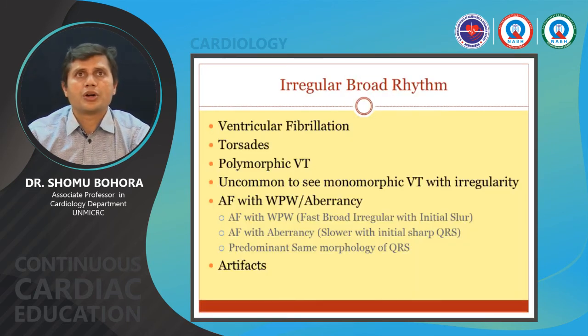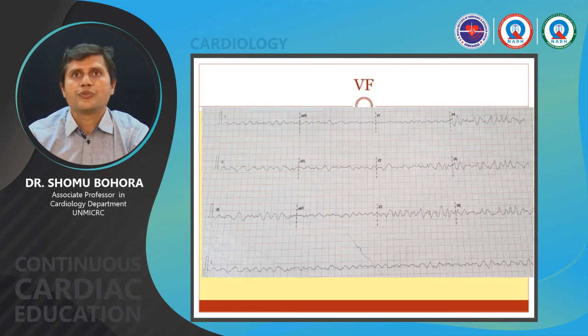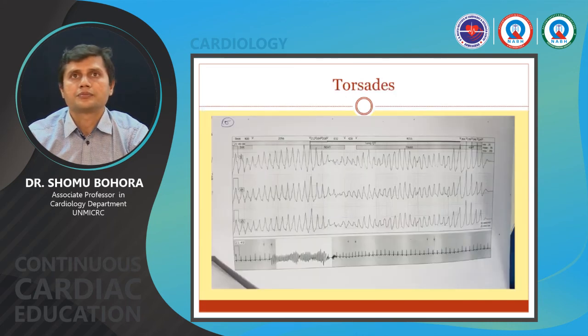What about irregular broad rhythm? The differentials would be ventricular fibrillation, torsades, polymorphic VT, uncommon to see monomorphic VT with irregularity, and lastly atrial fibrillation, WPW, aberrancy. Artifacts can also result in irregular broad rhythm. So VF to get on a 12 lead ECG is sometimes luck, or you have to be immediately cardioverting such patients without taking a 12 lead ECG.